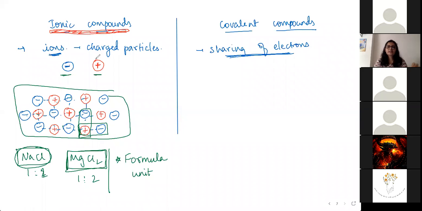If you contrast that with covalent compounds, covalent compounds mein kya ho raha hai? There is sharing of electrons, right? The most obvious example is water, which is made up of H2O. You have one oxygen atom which is sharing its electrons with 2 hydrogen atoms. So it's just this much. So this is 1 molecule of water.